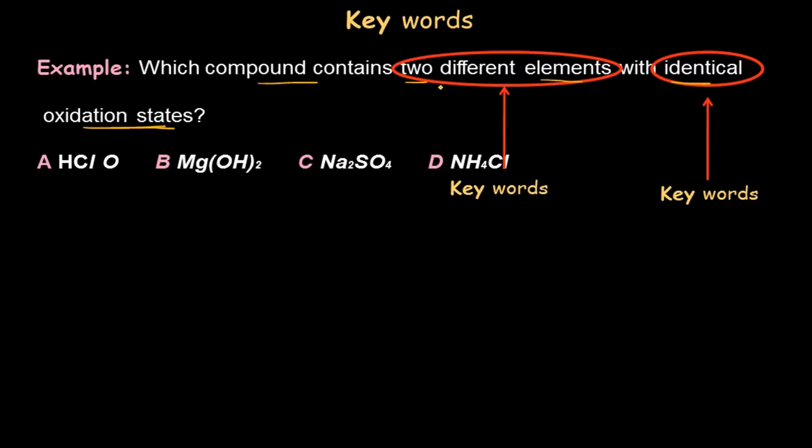So here, when we say that there are two different elements having the identical oxidation state, we need to look into the oxidation states of the two different elements in each of the compounds and then find out the answer. So what you are supposed to work out in this question is the oxidation state of each and every element, and get the answer. So what we mean is that the keywords give you an idea of what exactly you are supposed to look for in the answers.